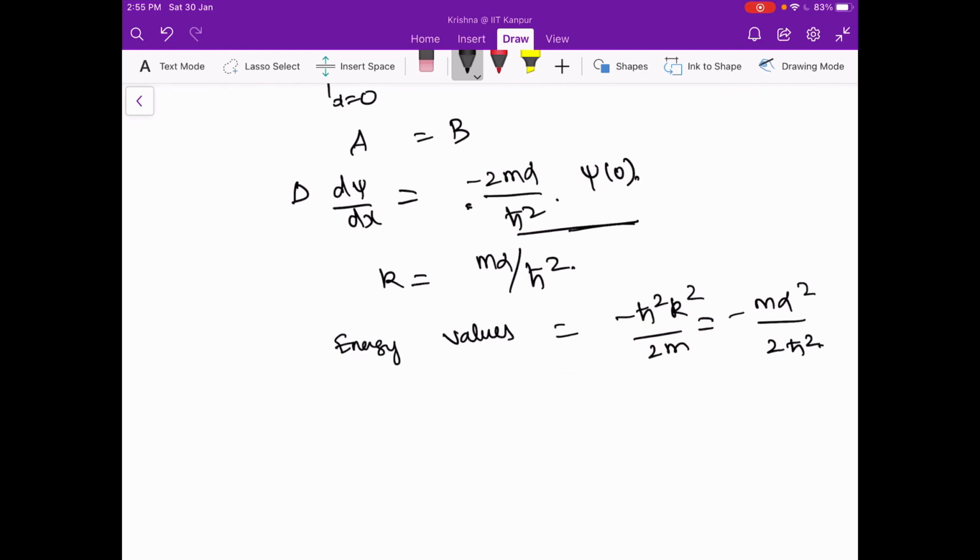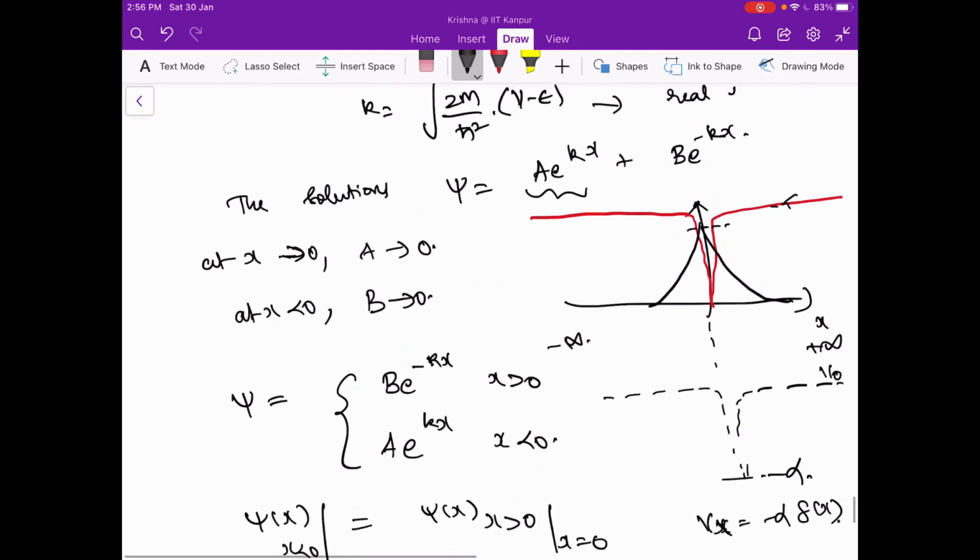So we have found now k. Now remember, in the previous solutions we had infinite values of k's, right? So you always had n k, the k values were continuous. You can have several k values because they were all eigen solutions.